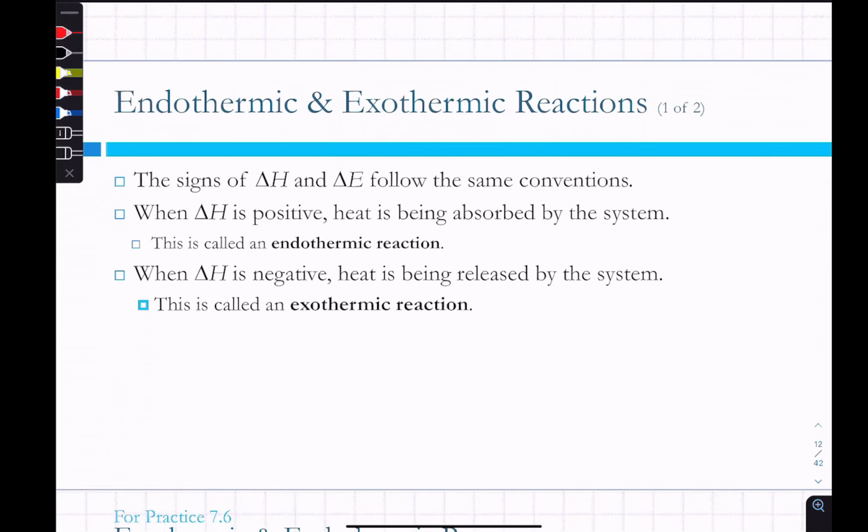All right. Now we can take this and we can apply it to chemical reactions. So delta H and delta E are going to follow the exact same conventions. If one of them is negative, or if they're negative, then that's going to be an exothermic reaction. I guess I'm going the opposite of the slide here. If delta H or delta E is positive, that means that heat is being absorbed by the system, and it's endothermic.